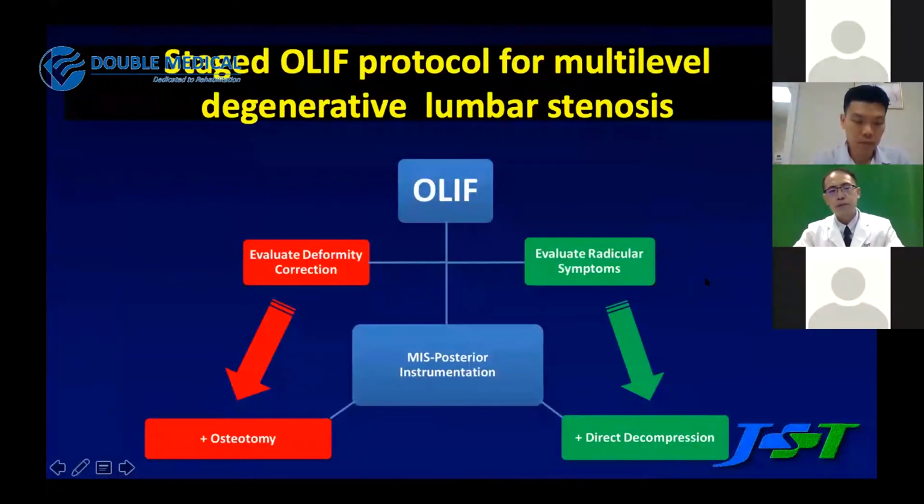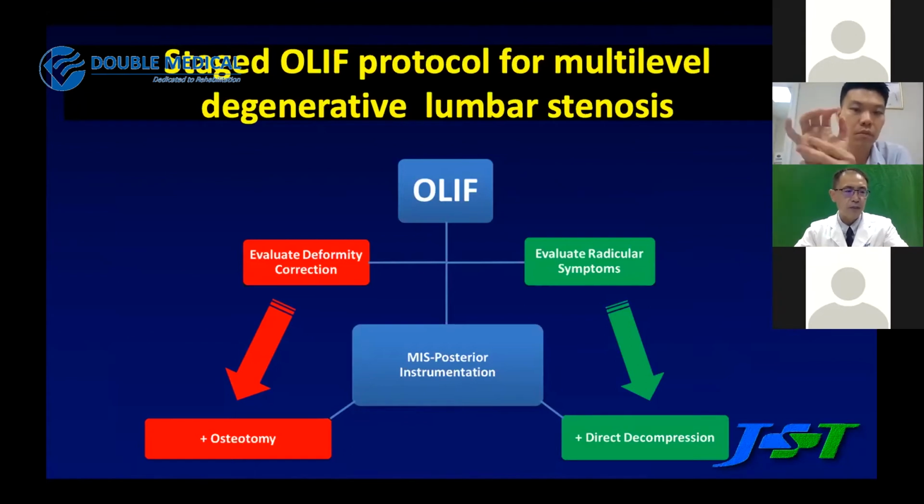In summary, for patients with multilevel degenerative lumbar stenosis, staged OLIF plus posterior surgery is reasonable and appropriate. After the first stage of OLIF, the patient may be re-evaluated clinically and radiographically to determine whether further direct neural decompression or deformity correction is needed. If needed, a selective decompression and low-grade osteotomy can be done. It provides a minimally invasive solution for these kinds of complex cases.